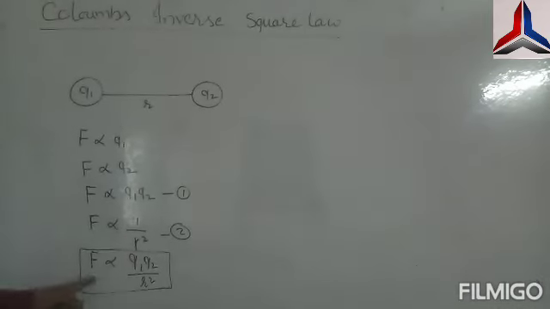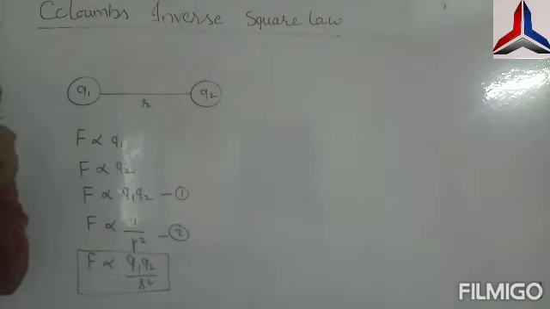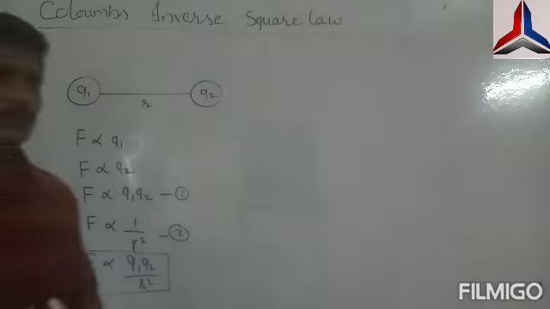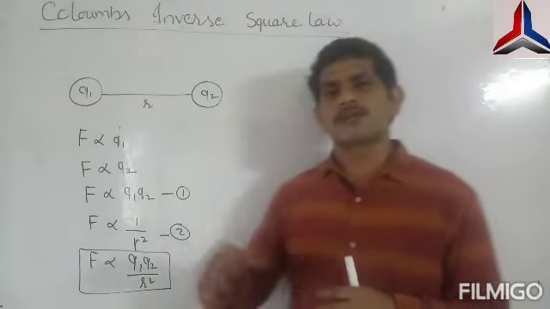When two point charges are separated by a certain distance, the force between them is directly proportional to the product of the two charges and inversely proportional to the square of the distance between them. So you can understand the force between two charges depends upon the charges as well as the distance.